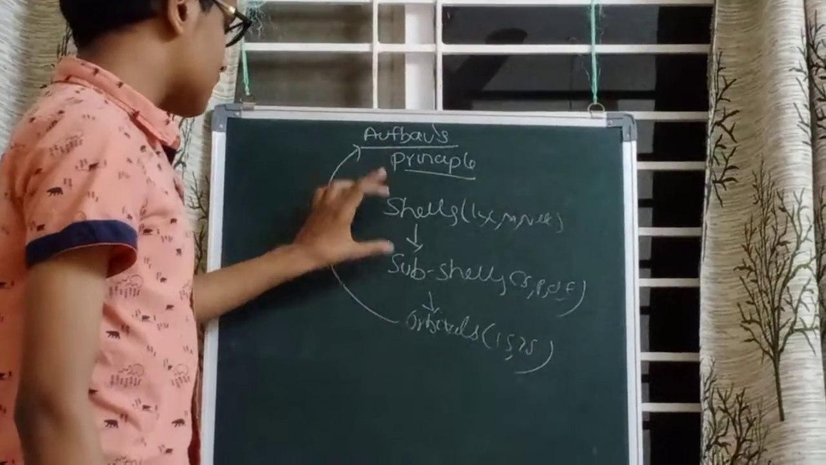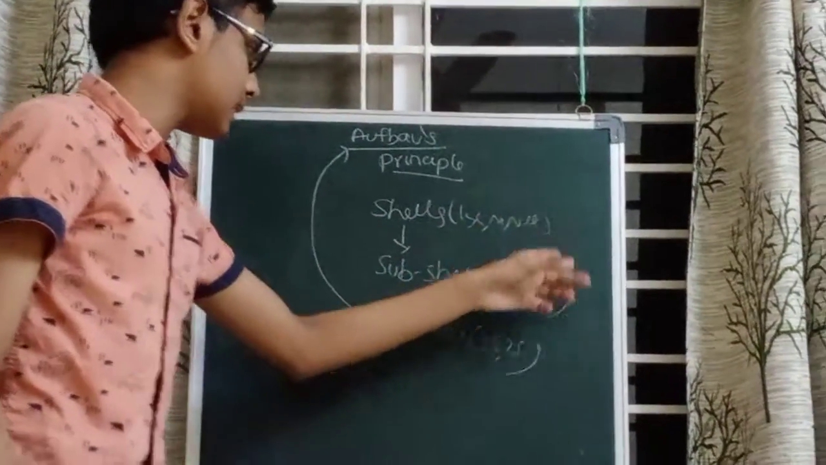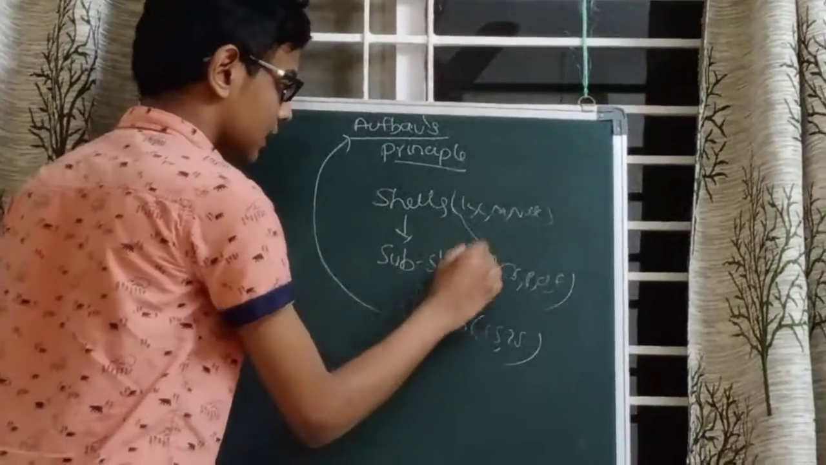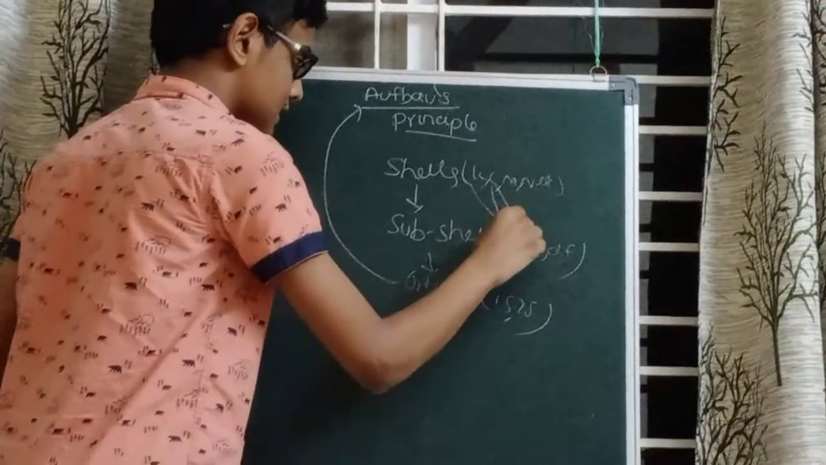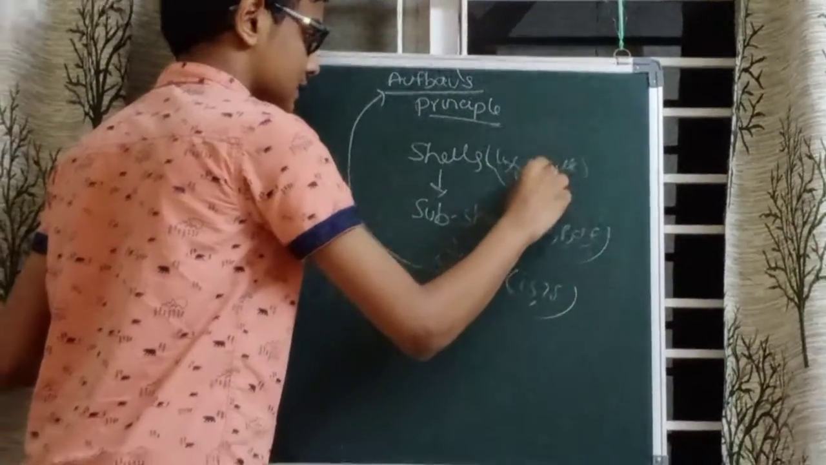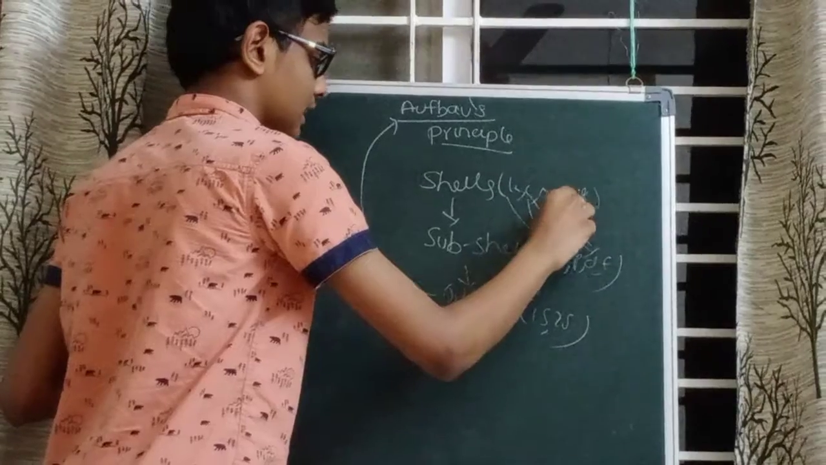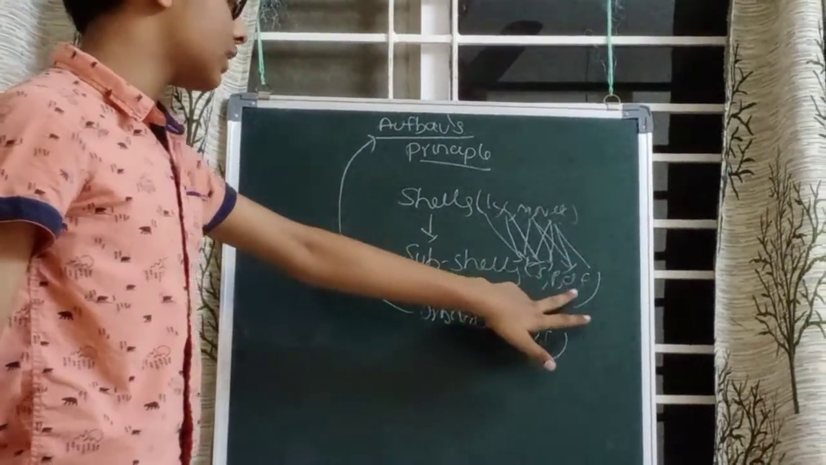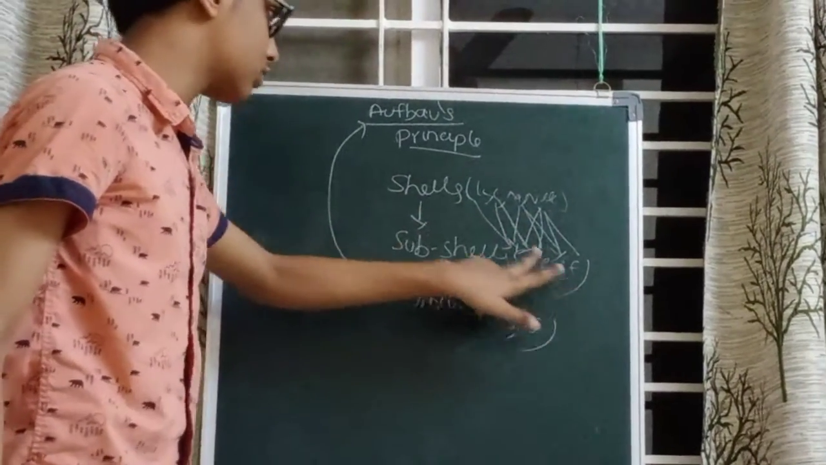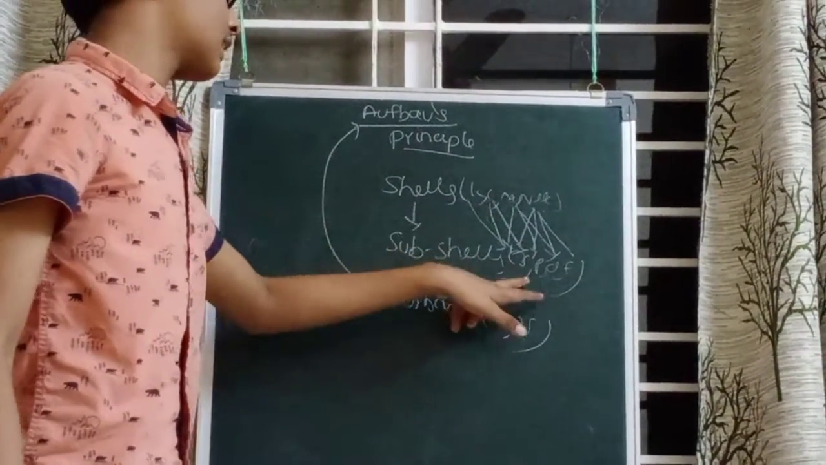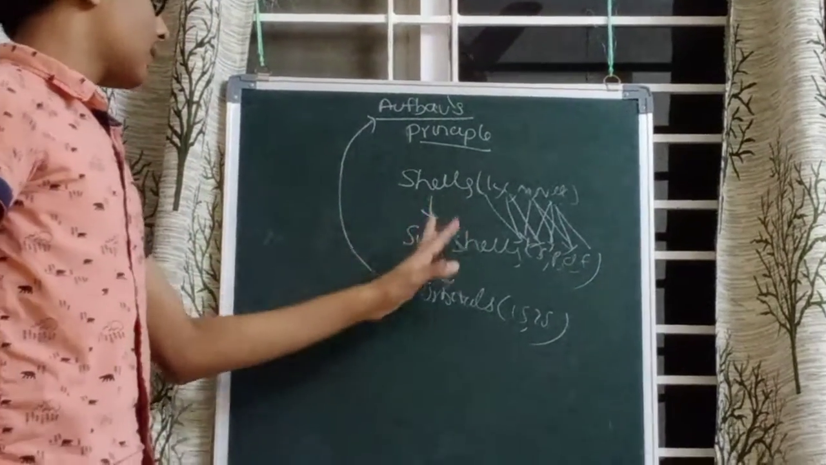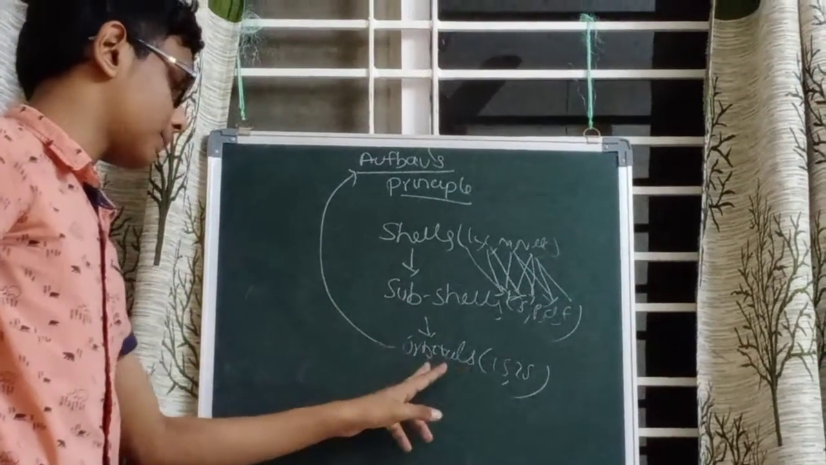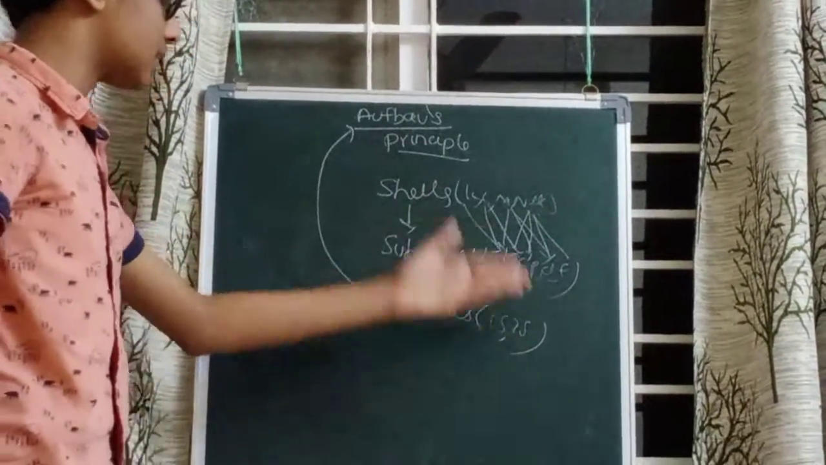So, shells and subshells. K, L, M, N are the shells, and in these we have s, p, d, f. In K we have only s, in L we have s and p, in M we have s, p, d, and in N we have s, p, d, f. So N contains all four, M contains only the first three, L contains the first two, and K contains only s. But we further extend these subshells to the orbitals, which are nothing but 1s, 2s, etc.